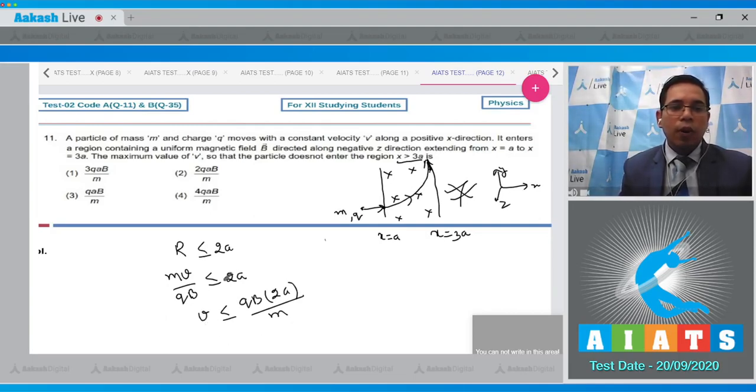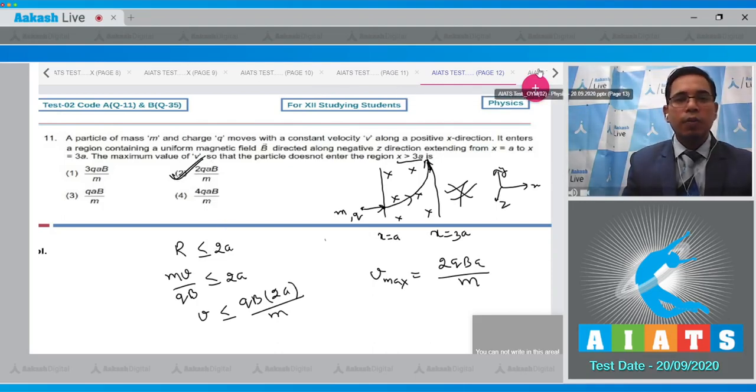Now what will be the maximum value of v? So from here we can say that v maximum will be equal to 2qBa divided by m. Which option will be the correct answer? Answer number 2 will be the correct answer.